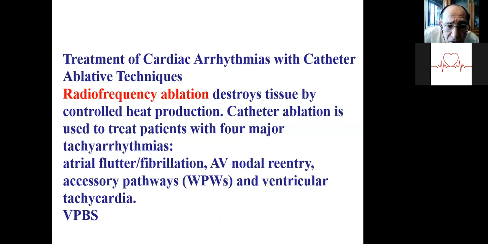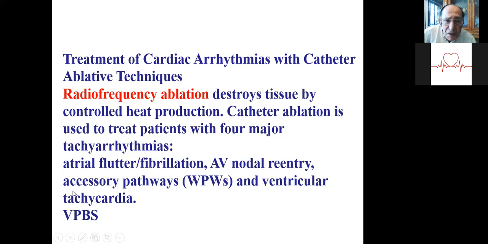Very important to know that we can treat many arrhythmia by ablation. Supraventricular tachycardia is treated by ablation. Atrial flutter is treated by ablation. Ventricular tachycardia by ablation. Even ventricular premature beats by ablation. Atrial flutter, the most important treatment is ablation because drugs are not successful in many cases.